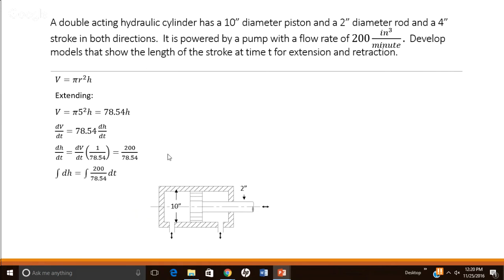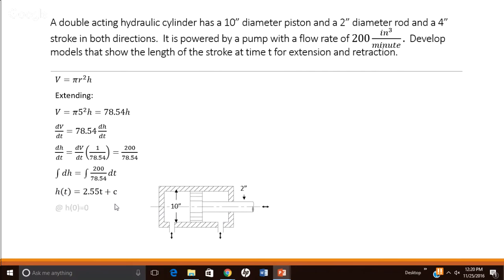We integrate both sides. And since this is a constant, it just comes outside the integrand, and you end up with the stroke at any given time t is equal to 2.55 times t plus the constant of integration. So again, let's make an assumption that when this thing is all the way collapsed in, and you're about to extend it, we'll just say that the stroke is at 0. So at time 0, it's at height 0.